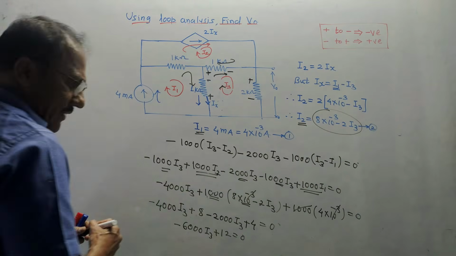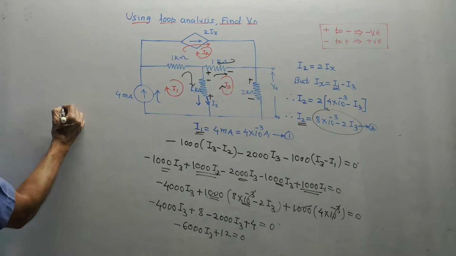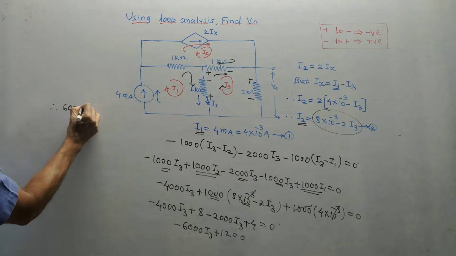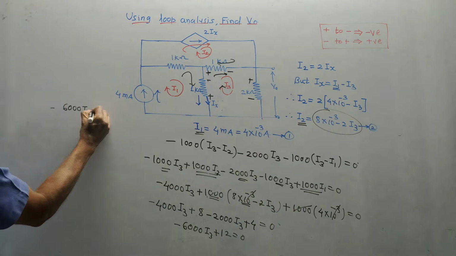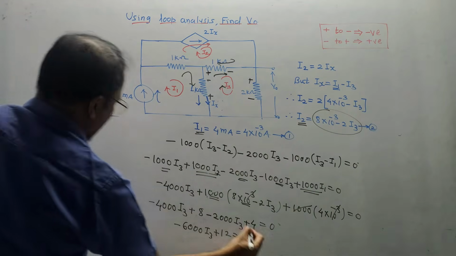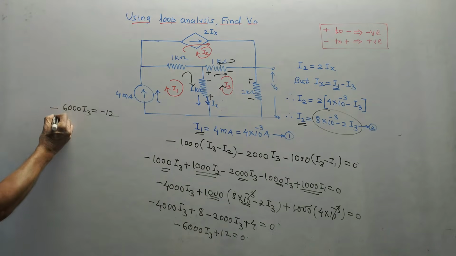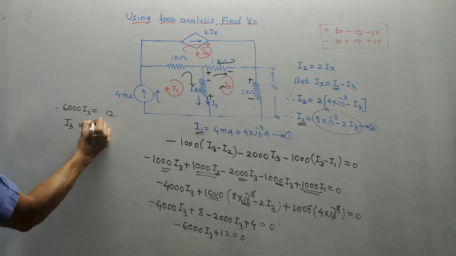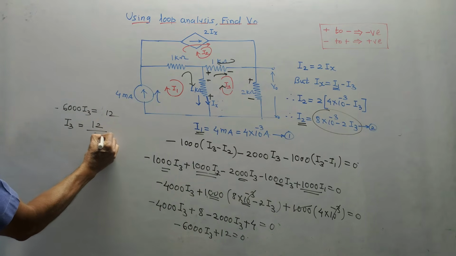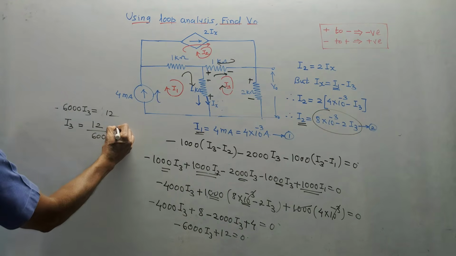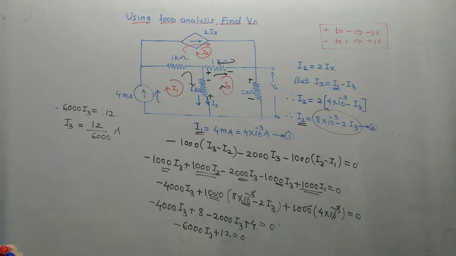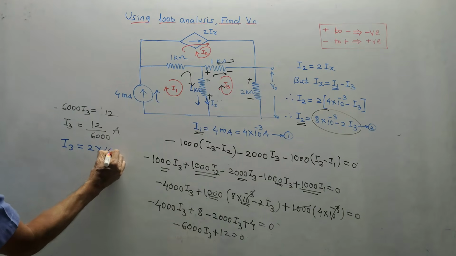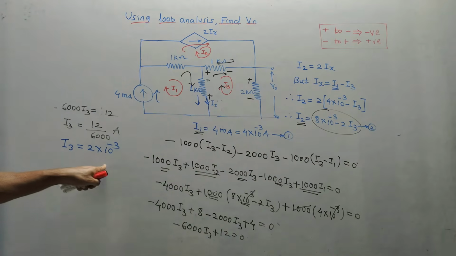From this you can write the equation of I3. Therefore, minus 6000 I3 equals minus 12. I have transferred 12 to the RHS. Both sides contain a minus sign, so it becomes plus. So I will get I3 equals 12 upon 6000. This is the value of I3. The unit is amperes. So the value of I3 will be 2 into 10 raised to minus 3.